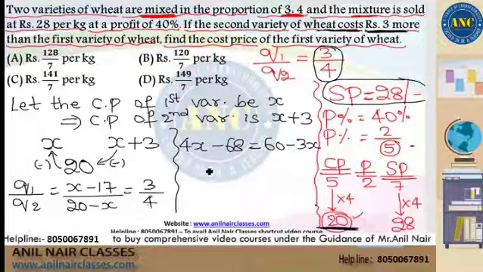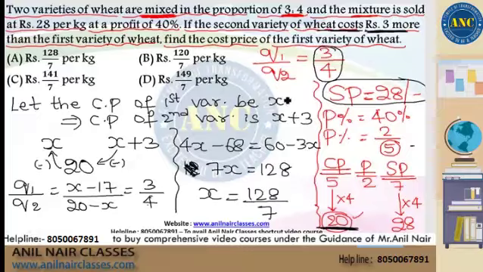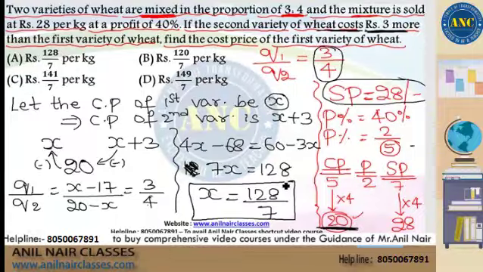This is 12x, sorry, not 12x, sir, 7x. 4x plus 3x is 7x. 7x is equal to 60 plus 68 is 128. So x should be 128 divided by 7, and x is nothing but the cost price of first variety of wheat. X value is 128 divided by 7 rupees. I hope the idea is very clear for you. Find the cost price of first variety of wheat. Answer for this question is 128 by 7 rupees per kg.